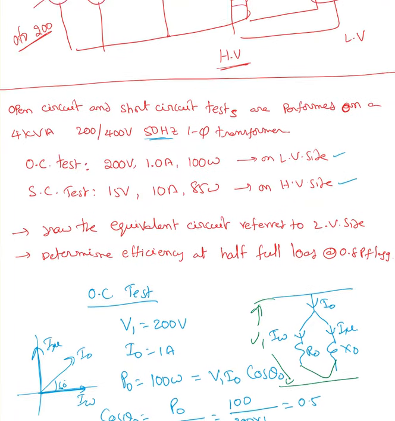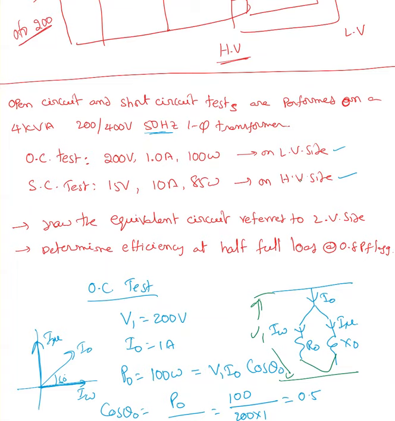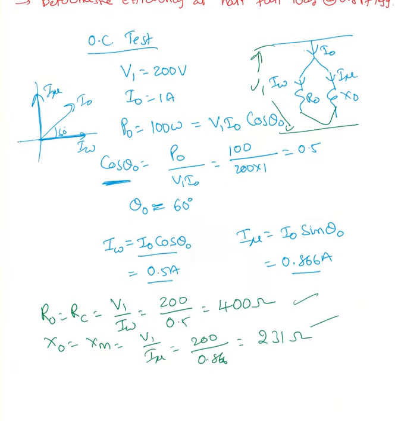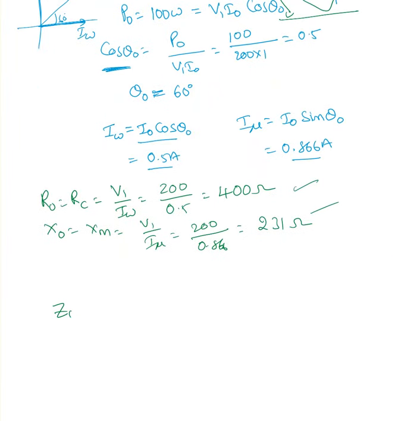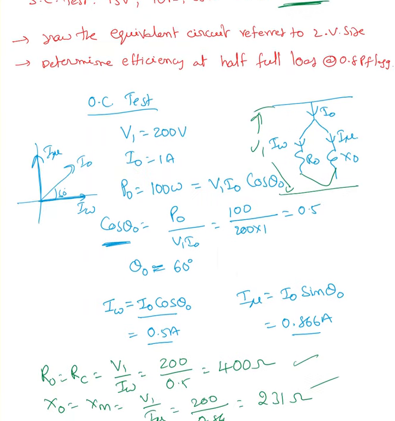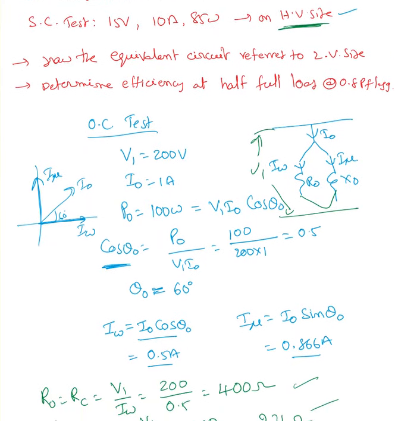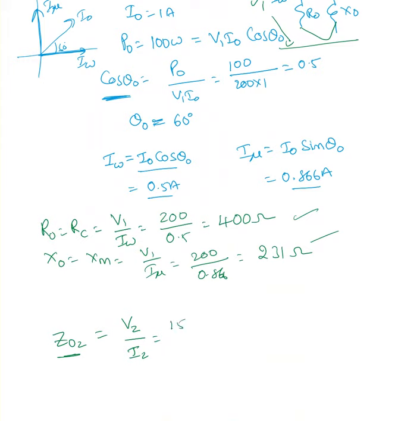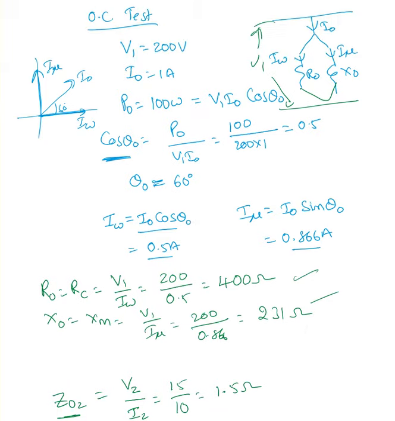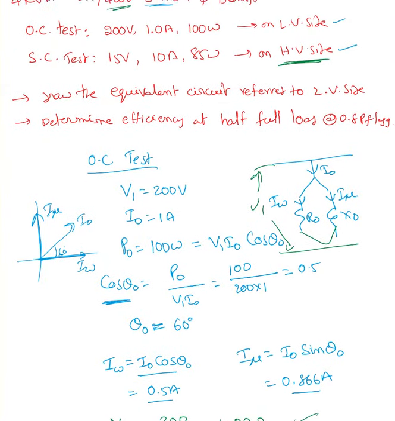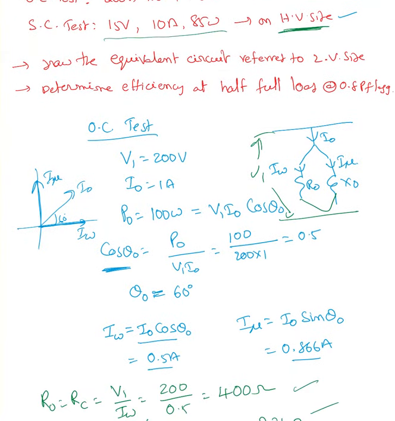Now the SC test. Remember, the SC test happens on the HV side. Now my HV is on the secondary side, so I'm going to find Z02, total impedance, equal to V2 over I2, whatever those currents and voltages. I have 15 volt and 10 ampere. So 15 divided by 10, which is 1.5 ohm. That's the total impedance. As I mentioned, you can measure cos theta also, but I can find the cos theta from here.